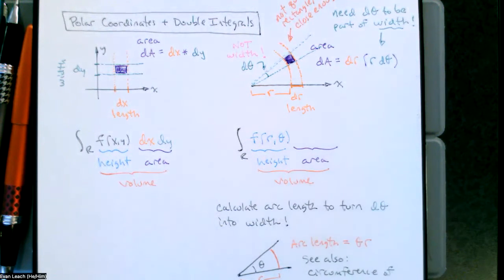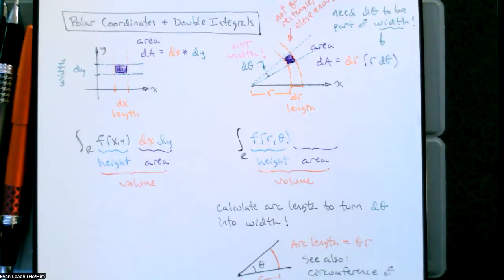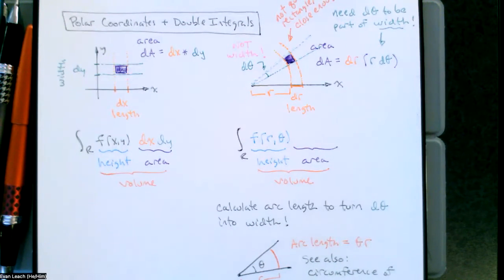The function is giving us the height. R times d theta times dr is giving us an area. Multiply those together, we get a volume. Everybody's happy.